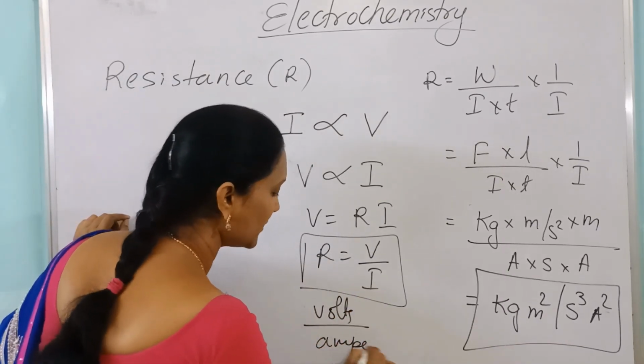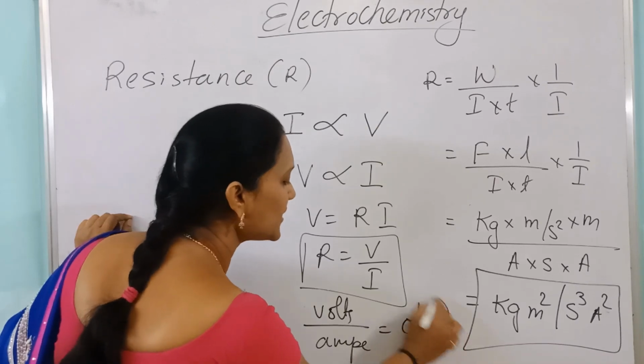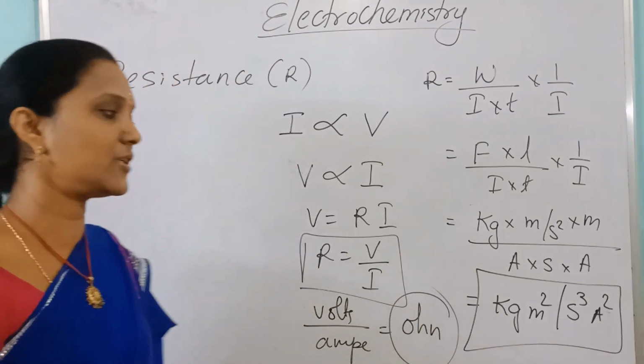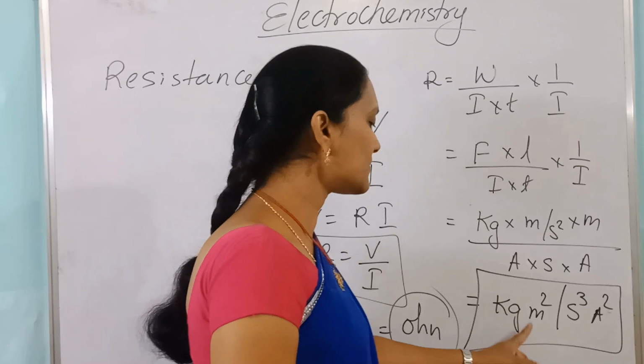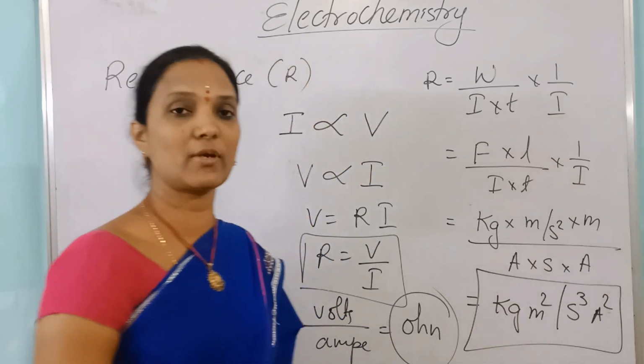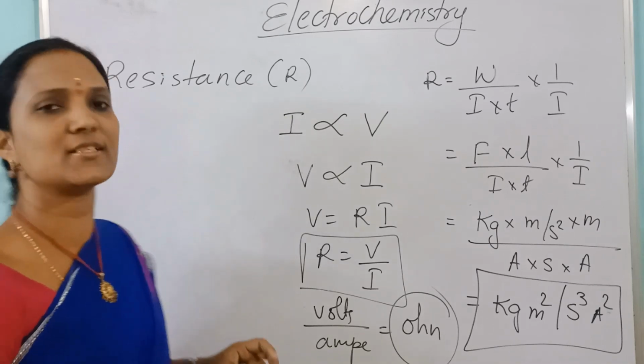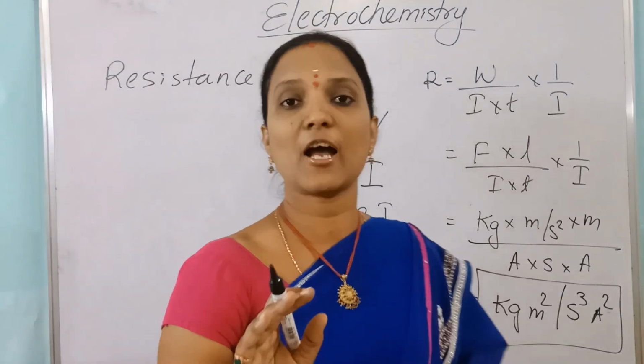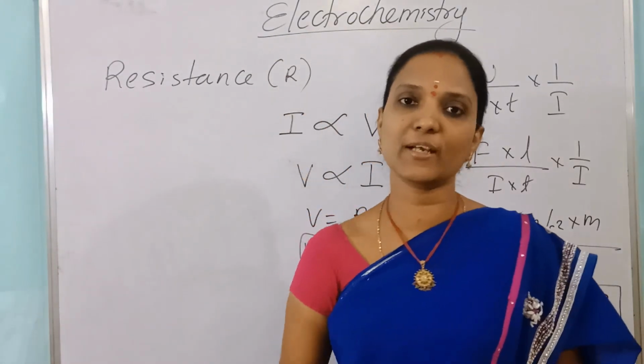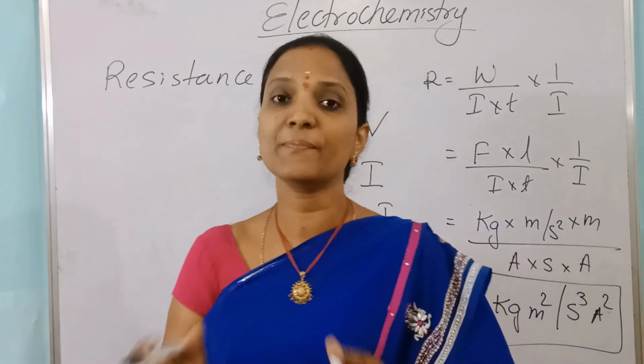Yes or no? Current. This is nothing but ohm. So what are the units of resistance? Resistance units are ohms, that is equal to kg meter square per second cube ampere square. Okay, this is the resistance. Simply, resistance means obstruction to the flow of current in conductors.